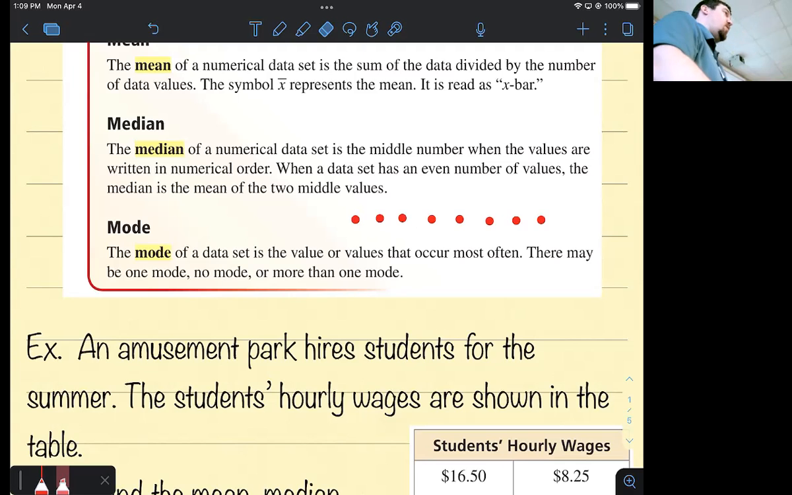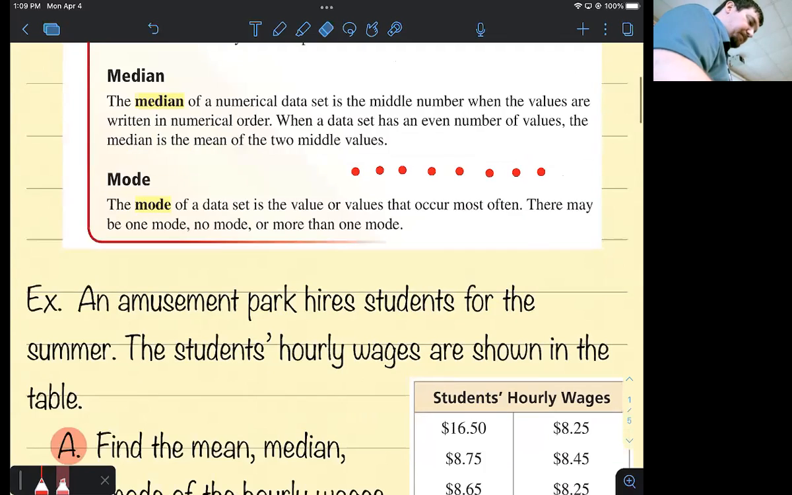You could also have more than one mode. If you've got a bunch of numbers and 3 shows up 4 times and 8 shows up 4 times, well, if they're tied for the lead, you would say both of them are modes. Just because a number repeats does not make it a mode, though. It has to repeat the most number of times. All right, let's get to it then.